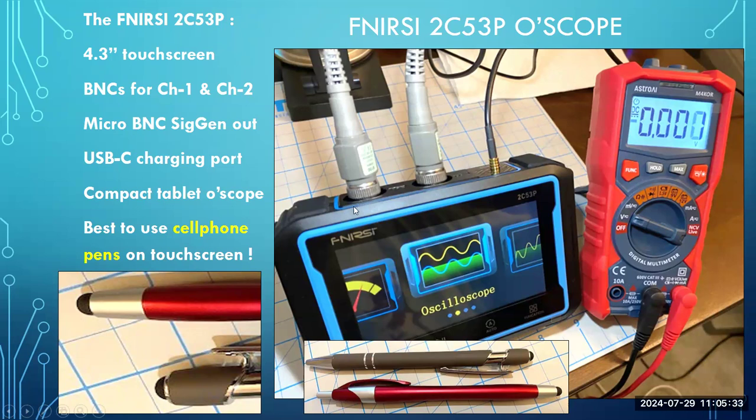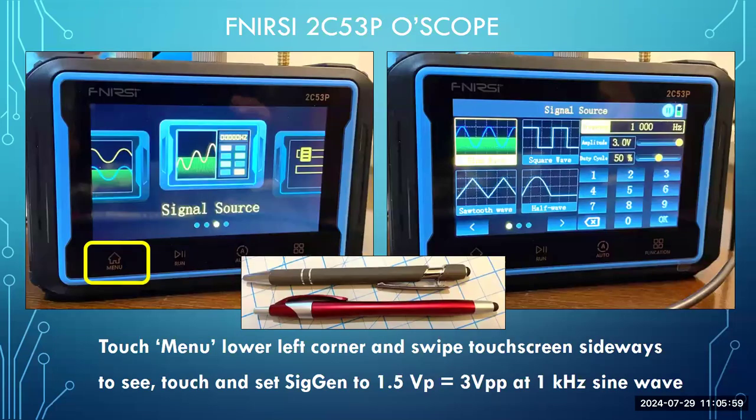Some devices will have a third BNC right here. We'll talk about that later, but this one has a micro BNC. BNC is a bayonet connector. So this has a USB-C charging port on the side, and it's called the tablet Oscope because it's like a tablet.